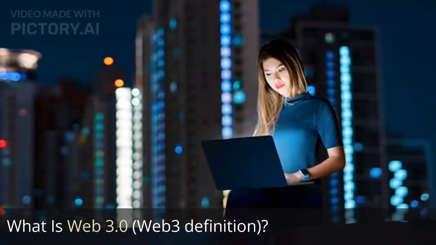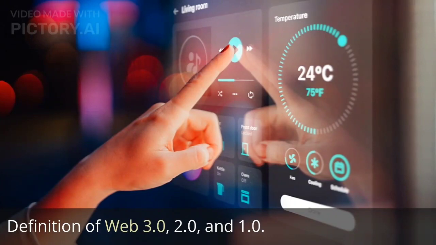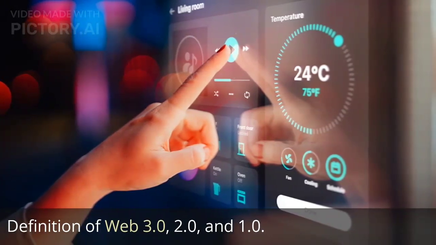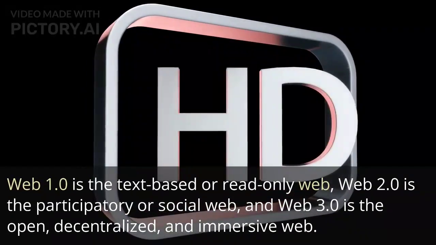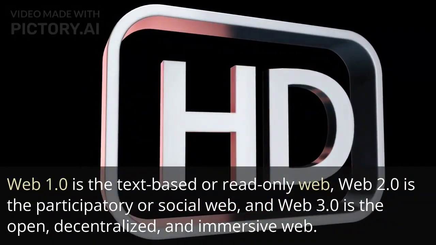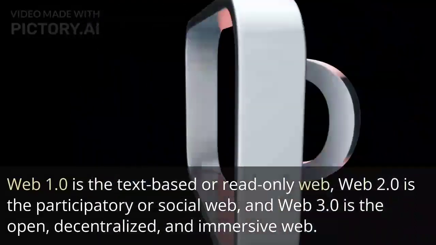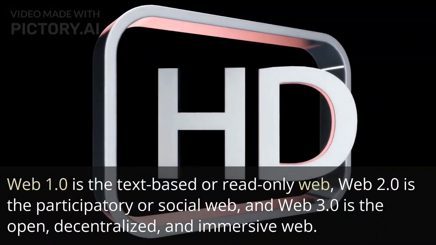What is Web 3.0? Web 3 definition. Definition of Web 3.0, 2.0, and 1.0. Web 1.0 is the text-based or read-only web, Web 2.0 is the participatory or social web, and Web 3.0 is the open, decentralized, and immersive web.